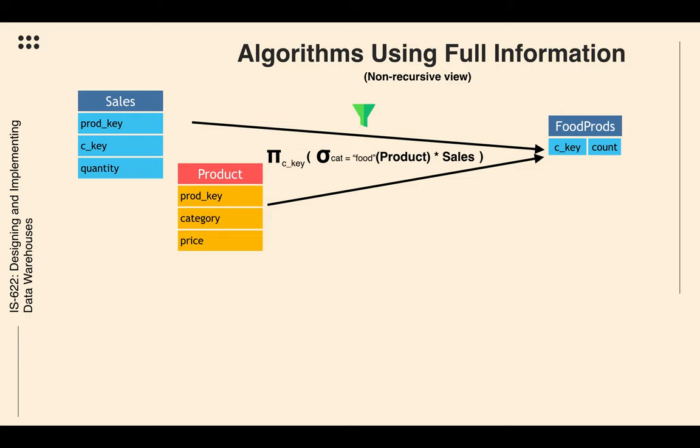Now see, we're using product and sales because category is not available in the sales table. So we have to go and look up the type of the product. We match the product with the product key, and identify the category of that product. If the category of the product is food, we store that customer key in our table called food prods. So in short, we are keeping track of all those customers that ordered at least one product in the food category. This is our view, and this is the reason why we created a view.